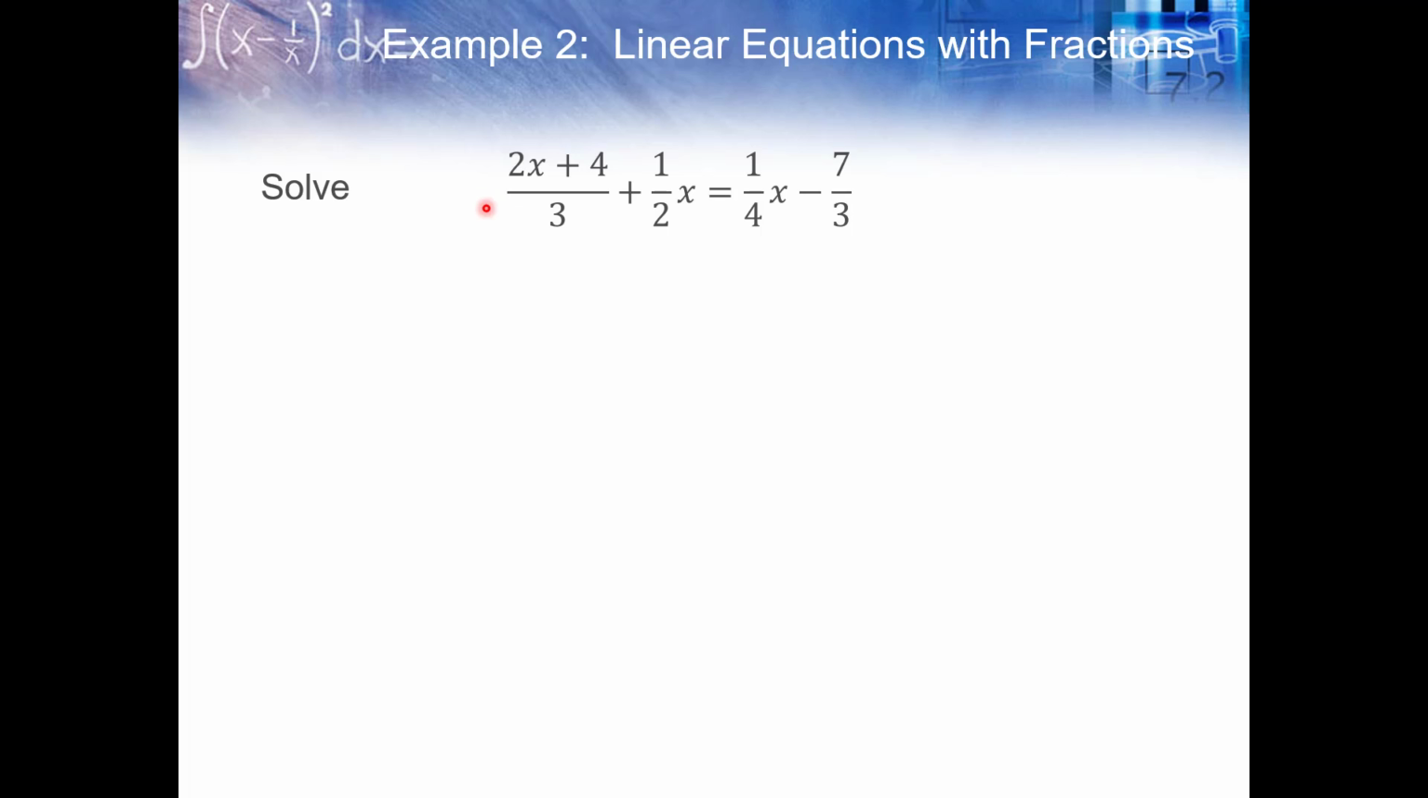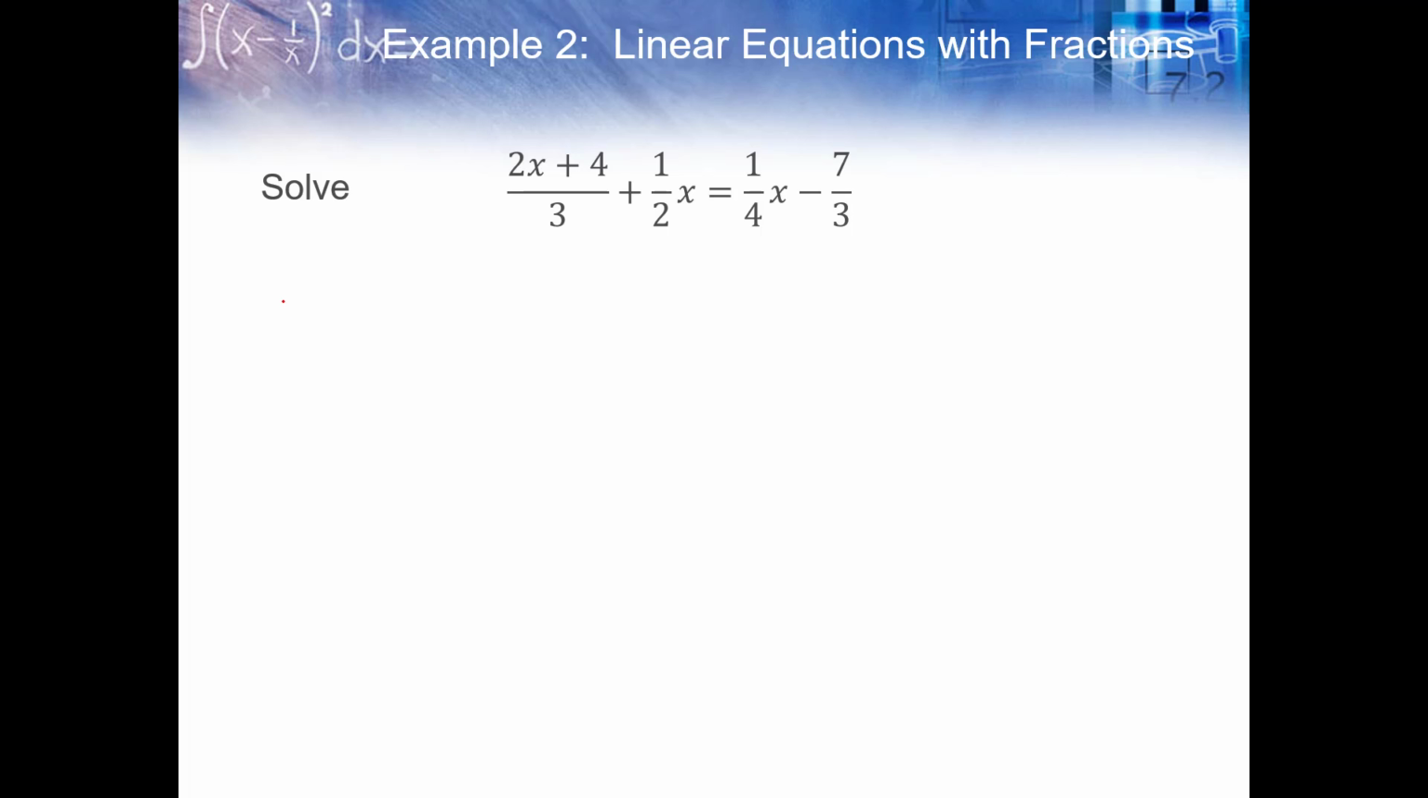Now, the first thing that we might want to do in this particular case is to get rid of these fractions, because we don't like fractions. So the sooner we can get rid of them, the better. The way that we can do that is by multiplying both sides of the equation by the least common multiple of all the denominators. In that particular case, the least common multiple is going to be 12.